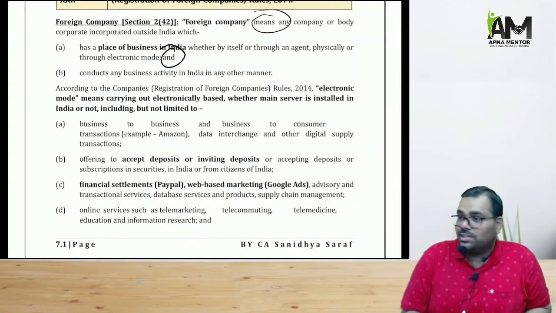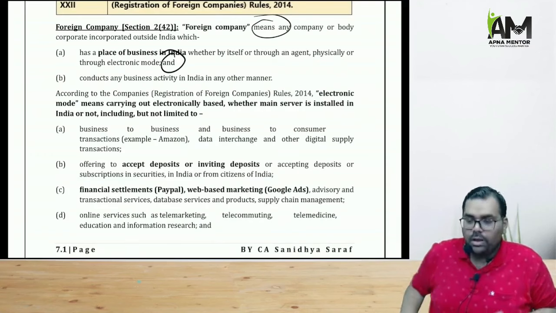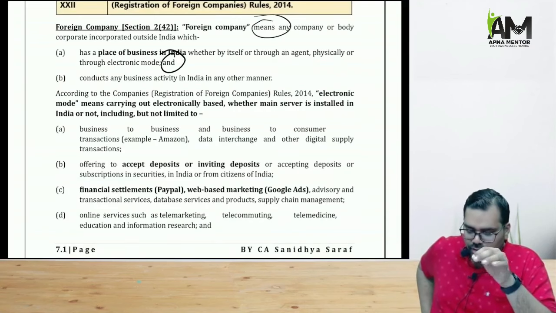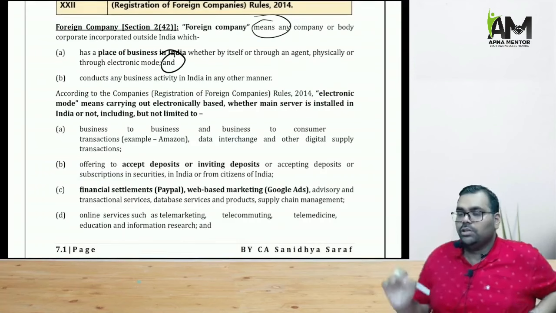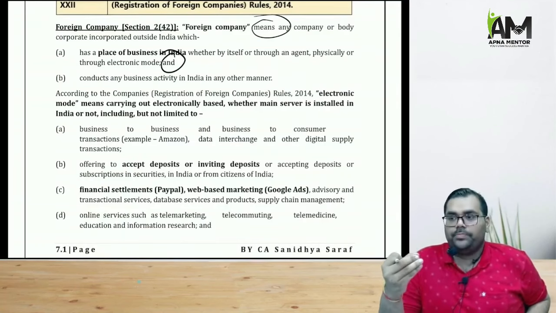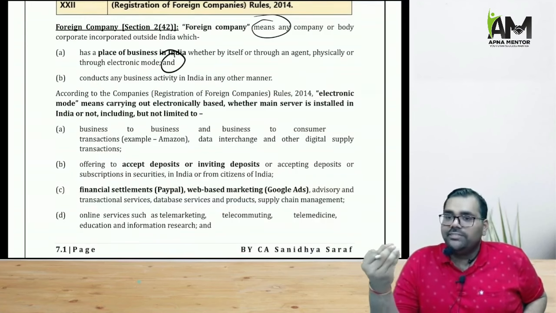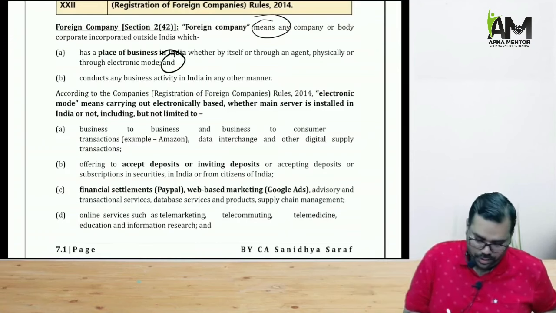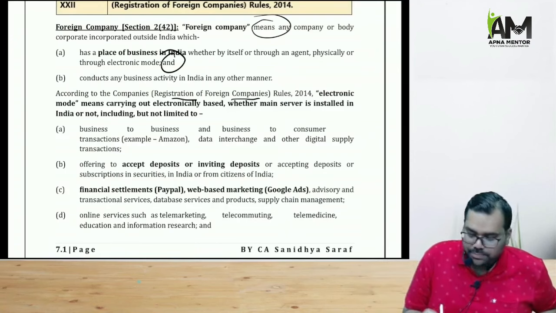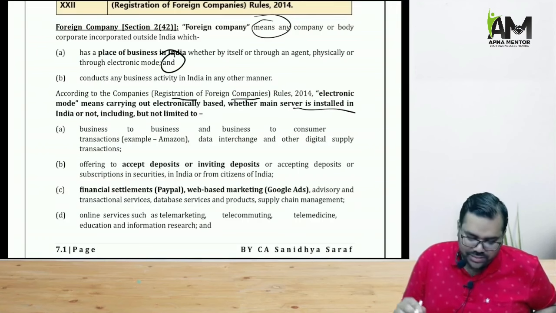This is only an illustrative list. So you see the language they have used. According to the Companies (Registration of Foreign Companies) Rules, 2014, the rules used in this particular chapter, electronic mode means carrying out business electronically, whether the main server is installed in India or not, including but not limited to.